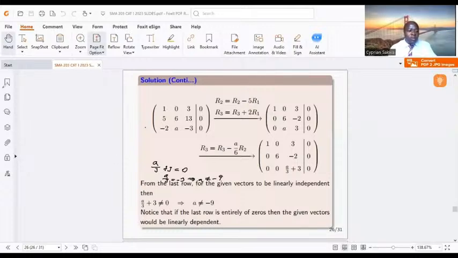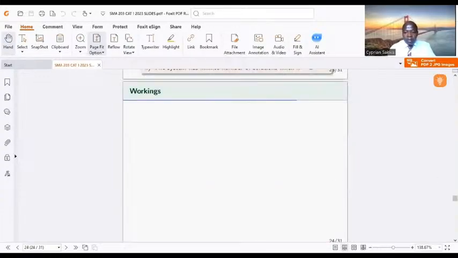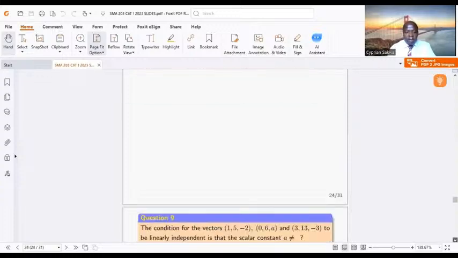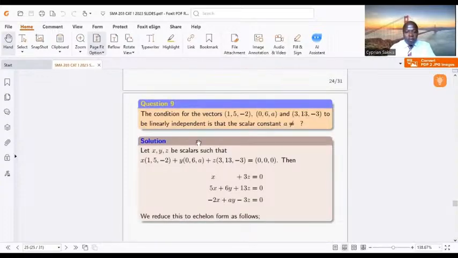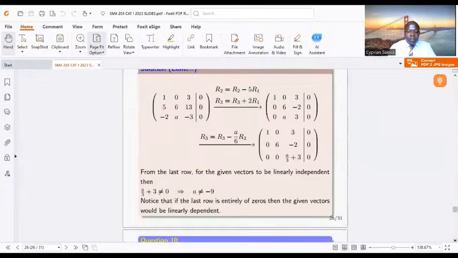What was the question? Let's go back to the question and see what it says. The question says, for these vectors to be linearly independent. So we found that A should not be equal to negative 9. Now, this question you can also do using a determinant, and in one of my videos, I've done that using a determinant.